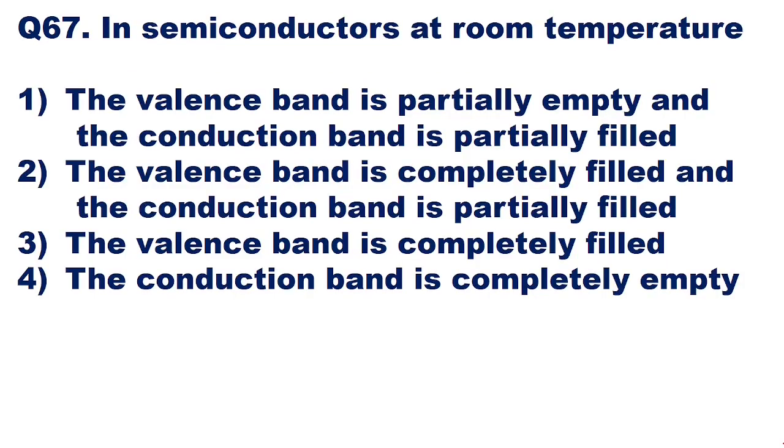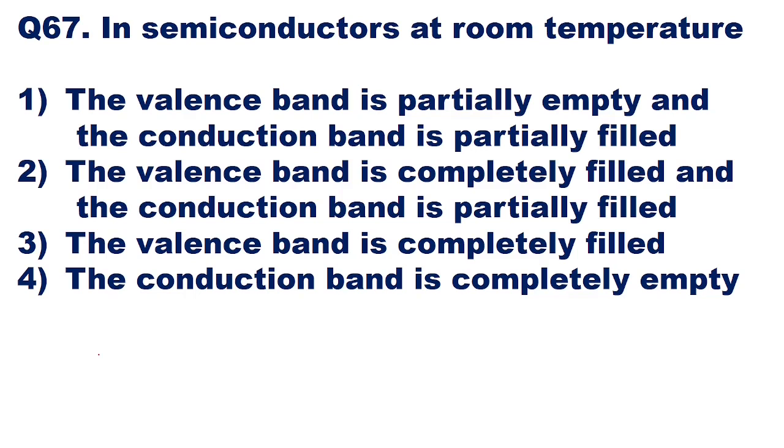Now here in this question it is asked: in semiconductors at room temperature, what happens? Option 1 is the valence band is partially empty and the conduction band is partially filled. Option 2 is the valence band is completely filled and the conduction band is partially filled. Option 3 is the valence band is completely filled, and option 4 is the conduction band is completely empty.